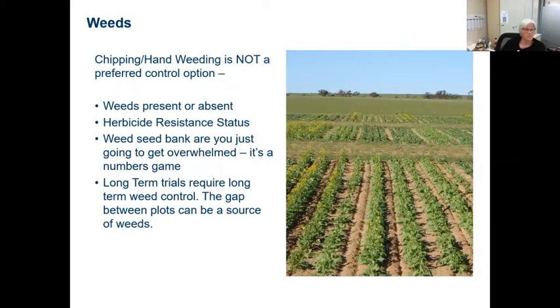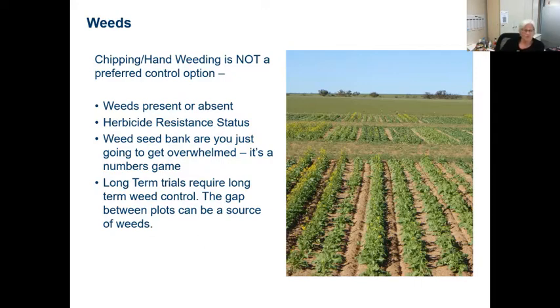Another one is with your weeds. Chipping and hand weeding, not a preferred control option. When you're looking for a site, they can be present, they may not be present. Soil samples can give you a seed bank, so perhaps best across the location that you're trying. Is there a herbicide? Is there resistance, weed resistance?